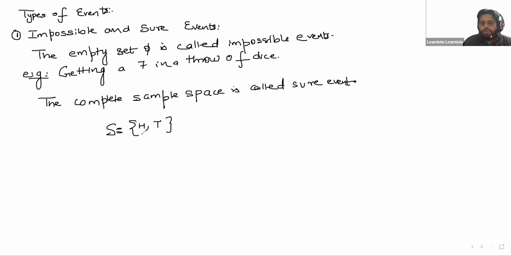Can only the element H be a sure event? No. If you're tossing a coin and you form the event head, this is not a sure event, because every time we are not sure that we will get a head. Sometimes we can get a tail. That's why this is not a sure event. But if we take the complete sample space, sometimes we will get a head, sometimes we will get a tail.